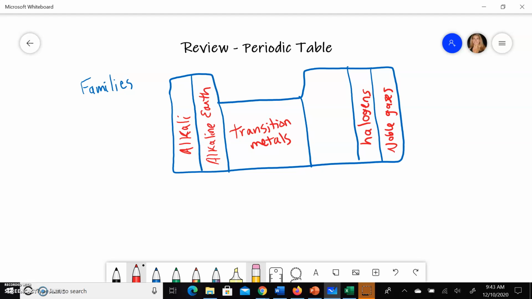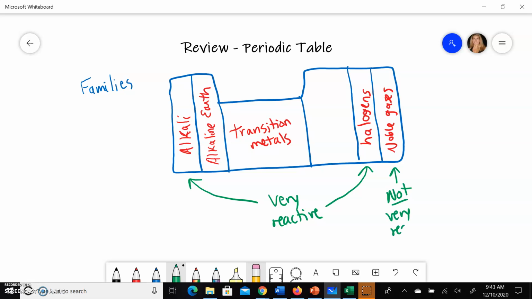The second thing you need to know are some general properties about them. You should know that both the halogens and the alkali metals are very reactive. Both of these families only need to gain or lose one electron, and it's pretty easy to do that, which makes them react pretty violently. The noble gases are not very reactive. They are already stable, they have all the valence electrons they need, so they're not likely to react. You can force them to, but they're not going to on their own very often.